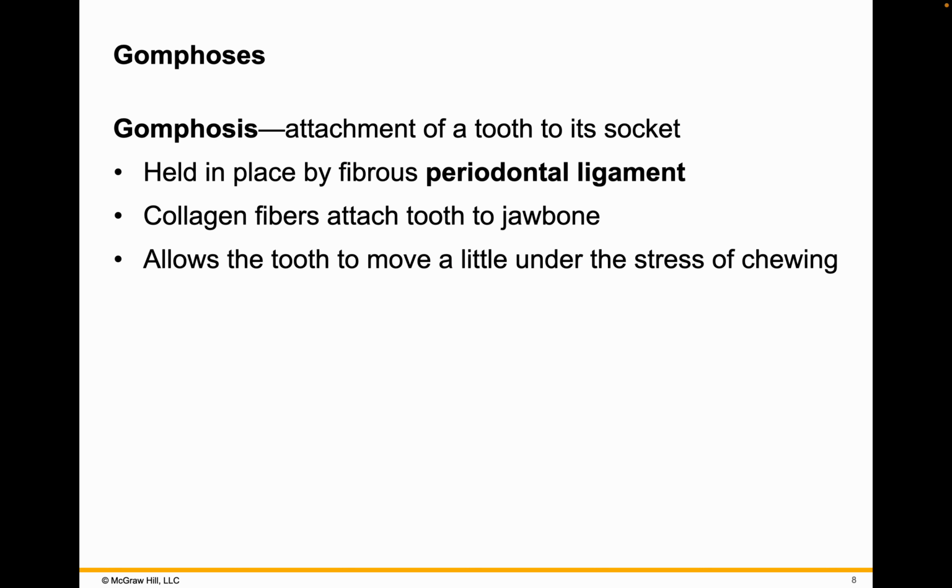A gomphosis is the attachment of a tooth in its socket. It's held in place by the periodontal ligament, with collagen fibers attaching the tooth to the jawbone. That allows the tooth to move a little under the stress of chewing.